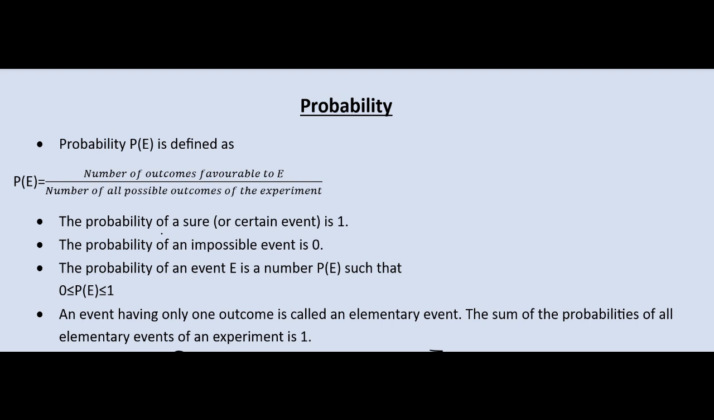Next, the probability of a sure or certain event is always 1. The probability of an impossible event, which is not possible, will be 0. The probability of an event E is a number P(E) such that 0 is less than or equal to P(E), which is less than or equal to 1. It should lie between 0 and 1.